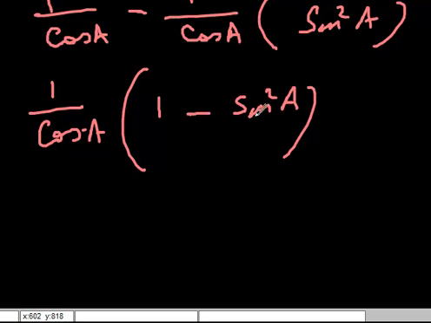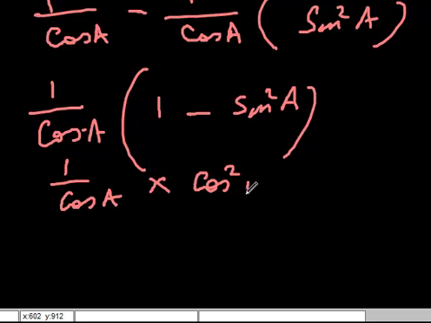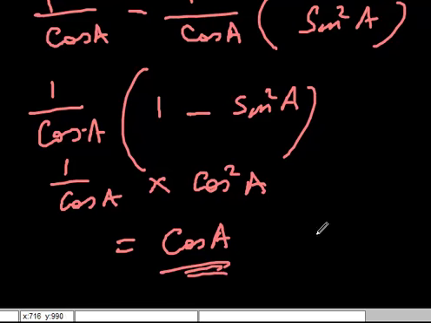Now I know that 1 minus sine squared theta is equal to cos squared theta. So I have 1 minus sine squared a, which can be written as cos squared a. Now that cos a can be cancelled out with the one in the denominator, which leaves me with cos a, and that's the final answer for this question.